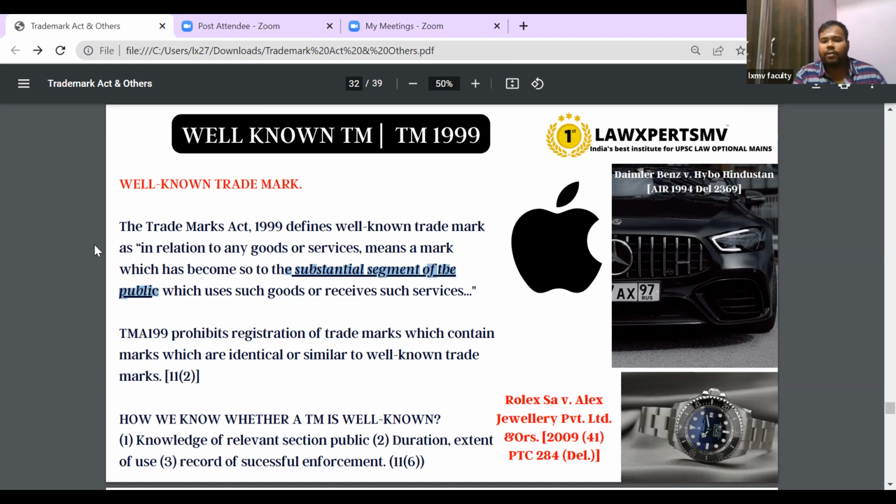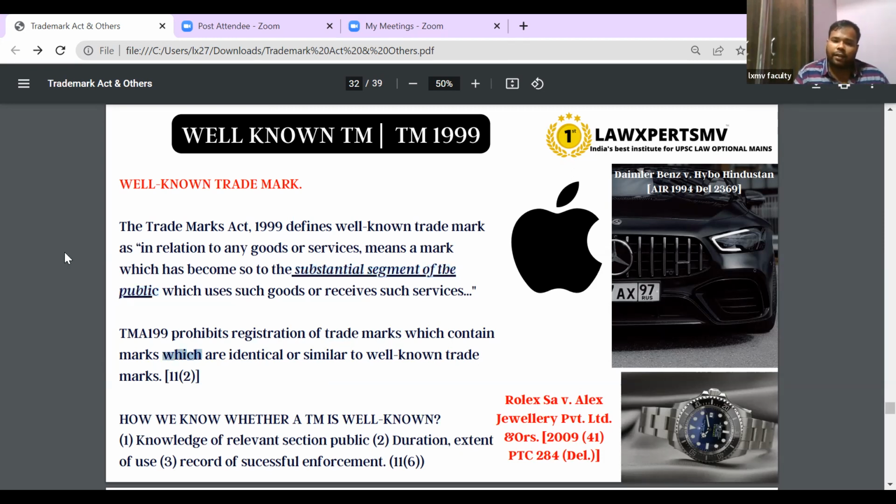Say for example, you have Apple. Apple is used by most of the people in the world, and everybody knows the word Apple is related to the iPhones, the iPads or the Mac. So this is a well-known trademark, and you can apply to the registrar, who can give you a tag known as well-known trademark if it is known to the substantial segment of public. If the registrar is satisfied with that, then he will give a certificate that your trademark is well known.